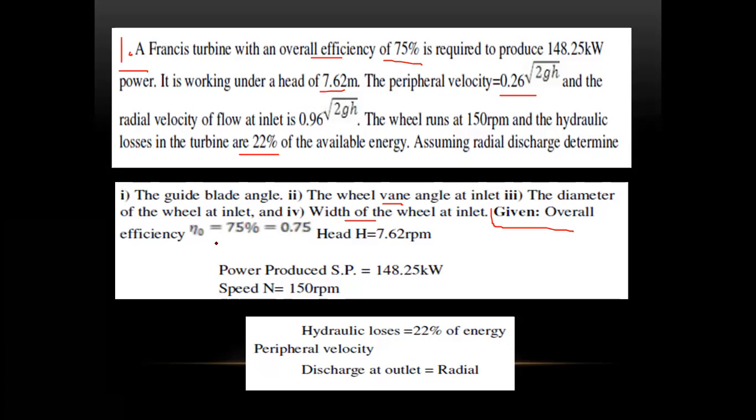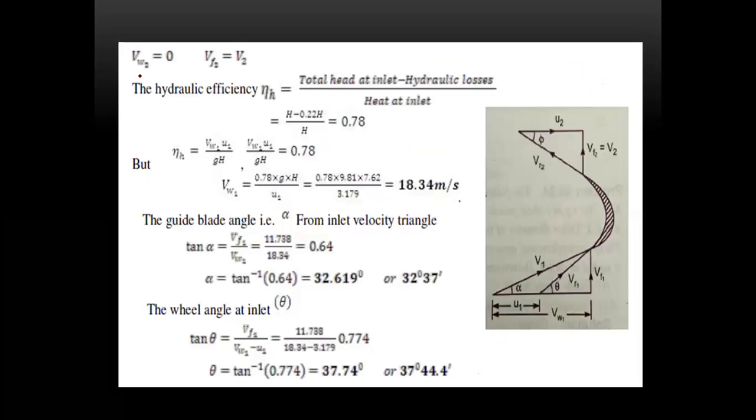Therefore, what is the given data? The overall efficiency is equal to 75%, that is 0.75. H is equal to 7.62. The power produced is equal to 148.25. Now, what is the speed here? The speed is equal to 150 RPM. Now, the head loss is equal to 22% of energy. The discharge at the outlet is radial discharge. How does the discharge take place? Radially. Since it is radial, VW2 is equal to 0, VF2 is equal to V2.